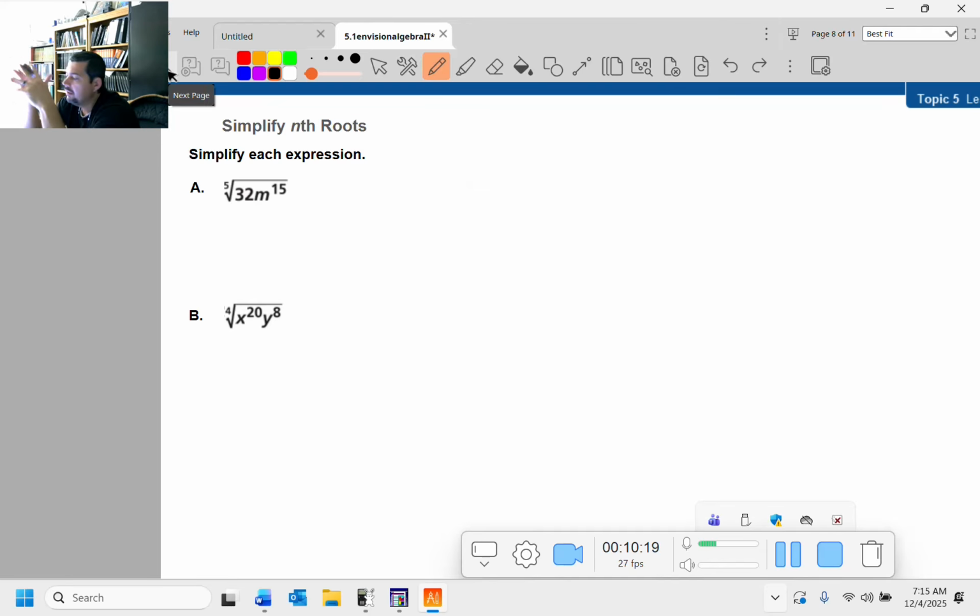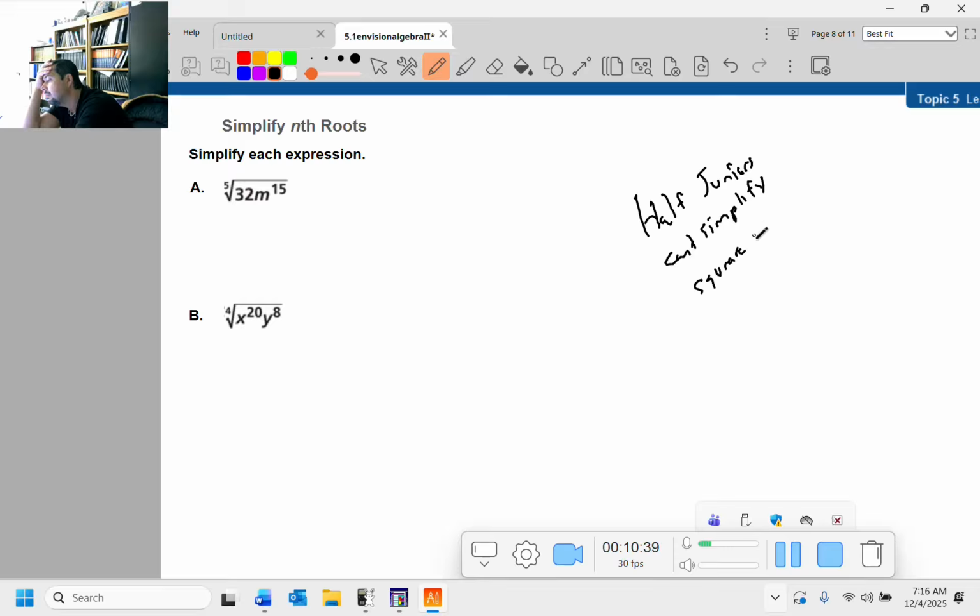All right, 3 to go. Here's where it does get a little rough for kids, the simplification. Half my student body can't simplify a square root. And that's the truth. Half the juniors can't simplify square roots. Now, how are you going to do this? I don't know how you're going to do it, to be quite honest with you.